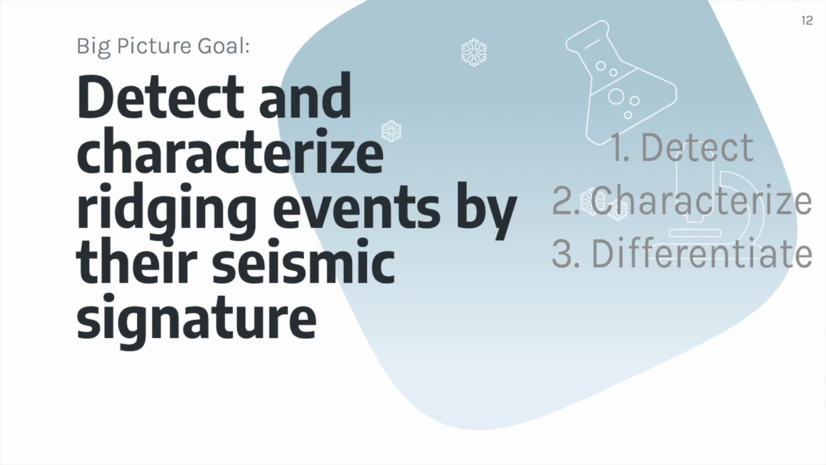I like to split this big picture goal into three smaller goals. First, these interactions have never been seismically studied, so we needed to make sure that they can actually be detectable with a seismometer. Second, we wanted to see if we could characterize these events based on specific, unique features. Third, we were interested in seeing if we could differentiate between different types of events based on these characteristics.